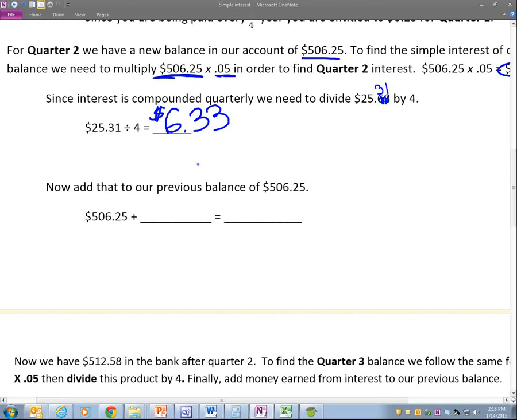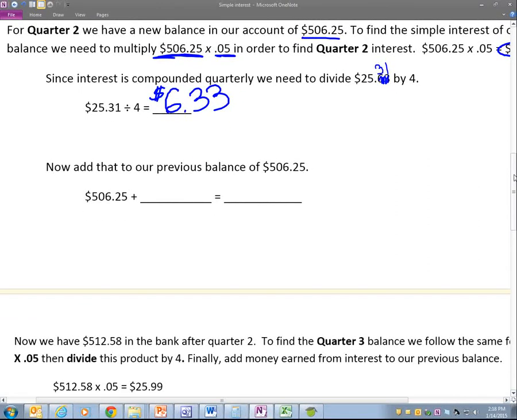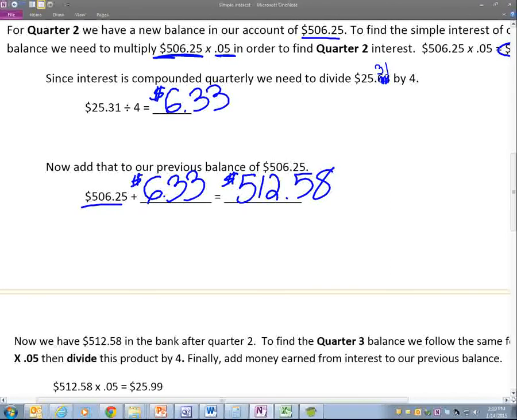Now we add our previous balance from the end of quarter one, $506.25, we have to add what interest we earned in quarter two, $6.33, and we have $512.58. That's how much we have at the end of quarter two. Questions?